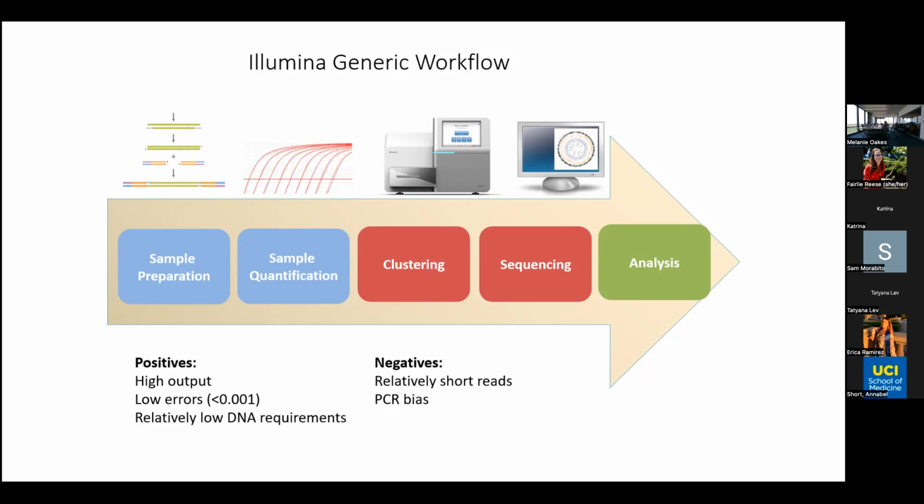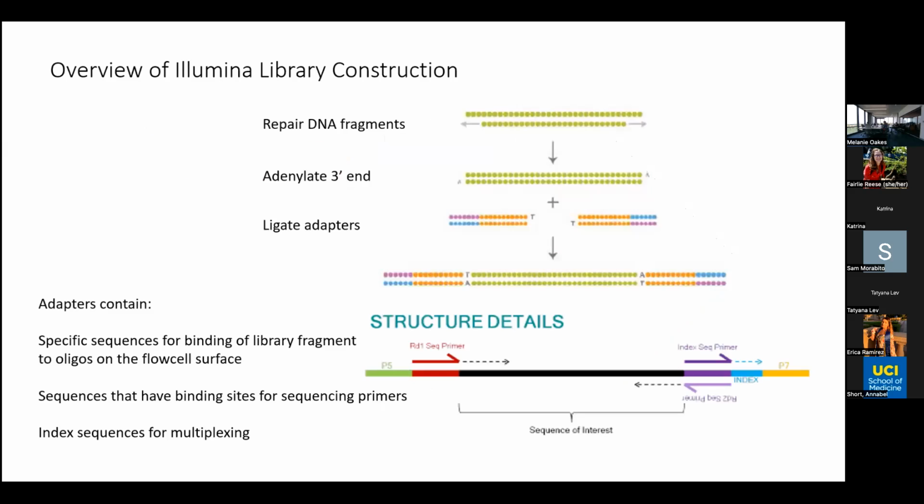Some of the cons are that it is relatively short read. So if you have repetitive regions or something like that, then you need to find another technology. There is also some PCR bias, and that's just inherent in this particular technology, and I'll show you why in a few minutes. So this is the overview of the library construction.